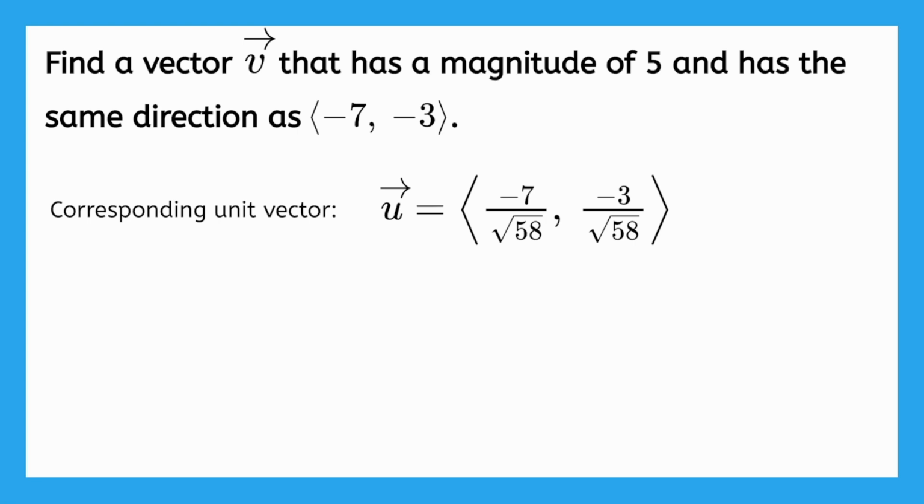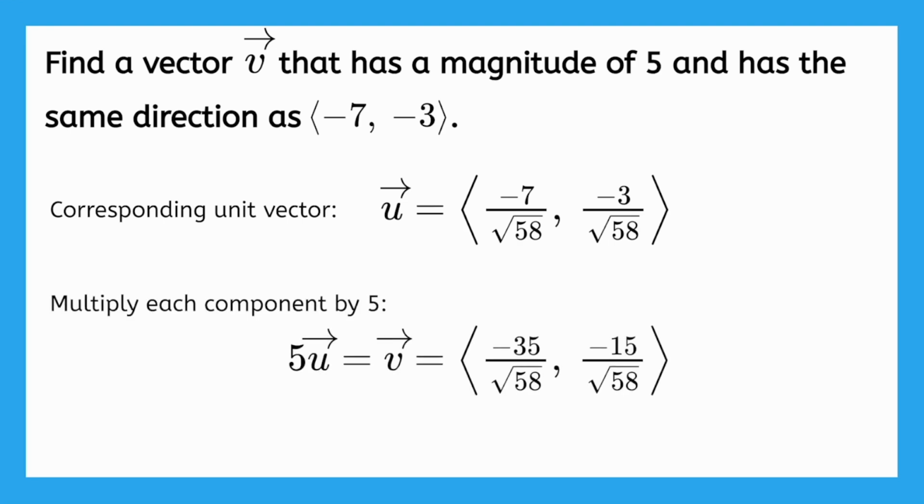Can we scale the unit vector's magnitude from a length of 1 to a length of 5? Yes, we did that in the last lesson. Do you remember what to do? We simply need to multiply each component by 5 to get a vector v with components -35 over the square root of 58, -15 over the square root of 58.